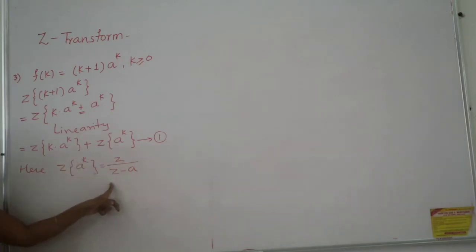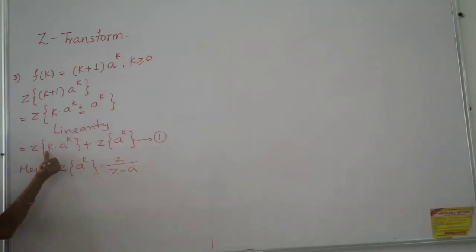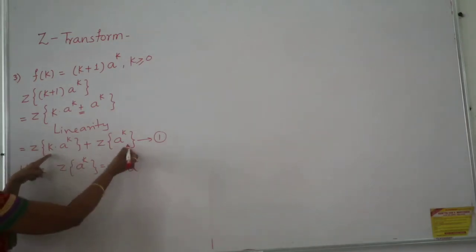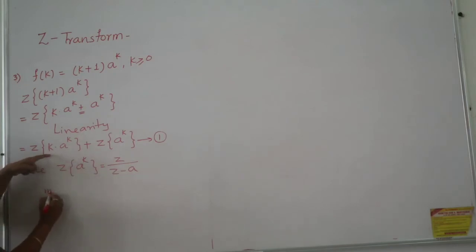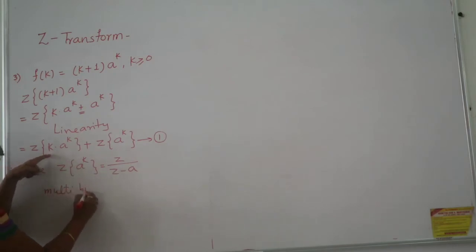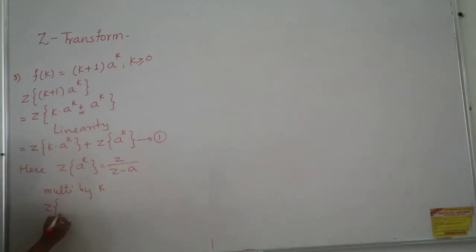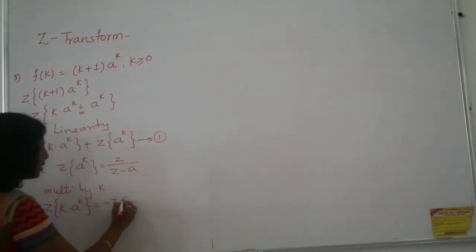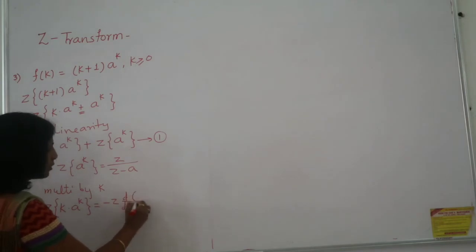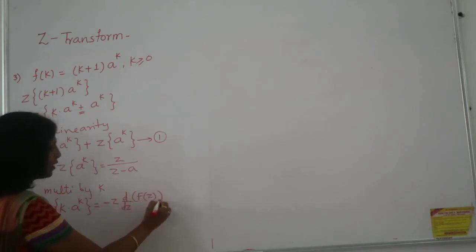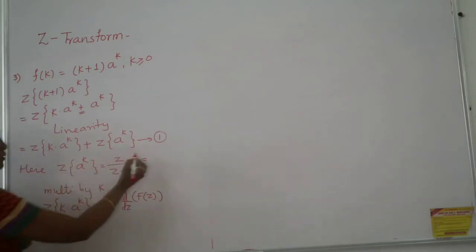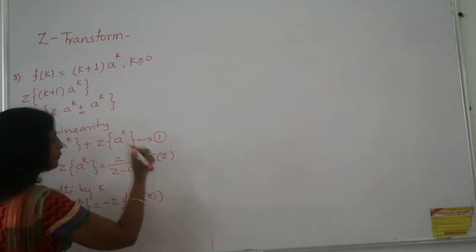So the first term value I have already obtained. Now here I have to just multiply this function by k. So I am just going to place this value here, and here only one more time I will apply the multiplication by k property to obtain this term also. So the z transform of k multiplied by a raised to k. What is the property? The property is minus z d by dz of F of z. And what is your F of z? F of z is the z transform of f of k.